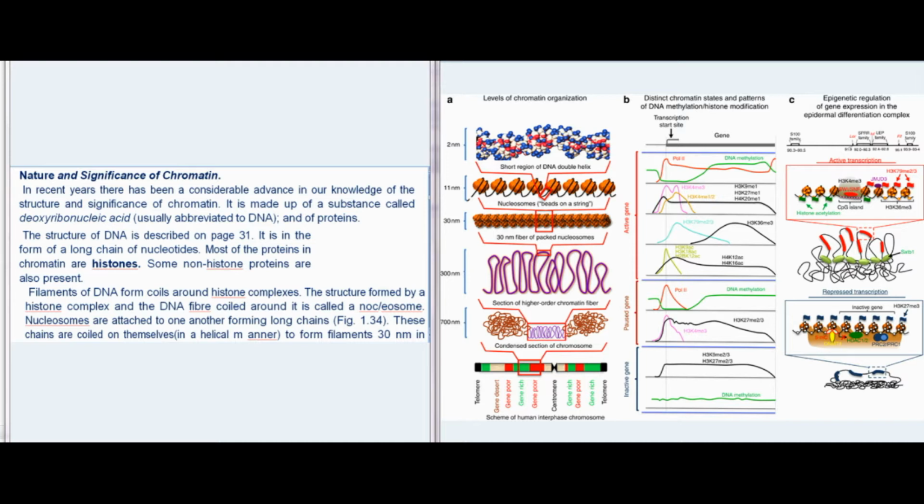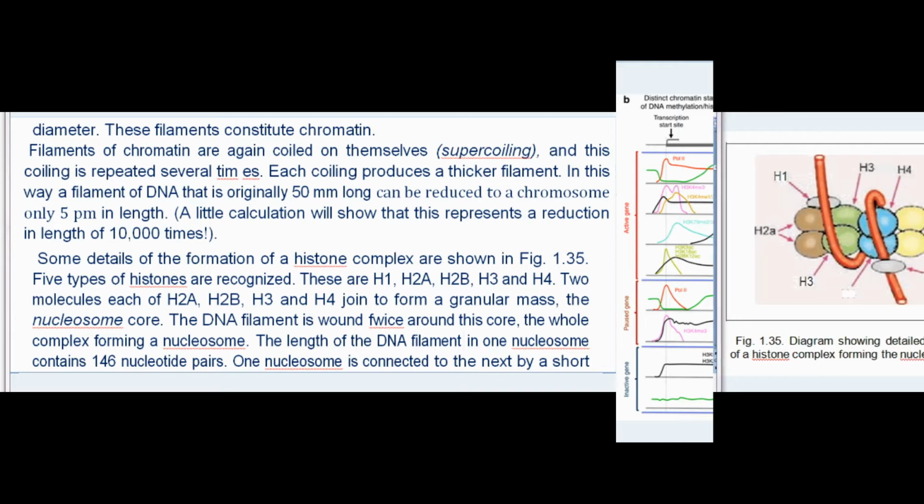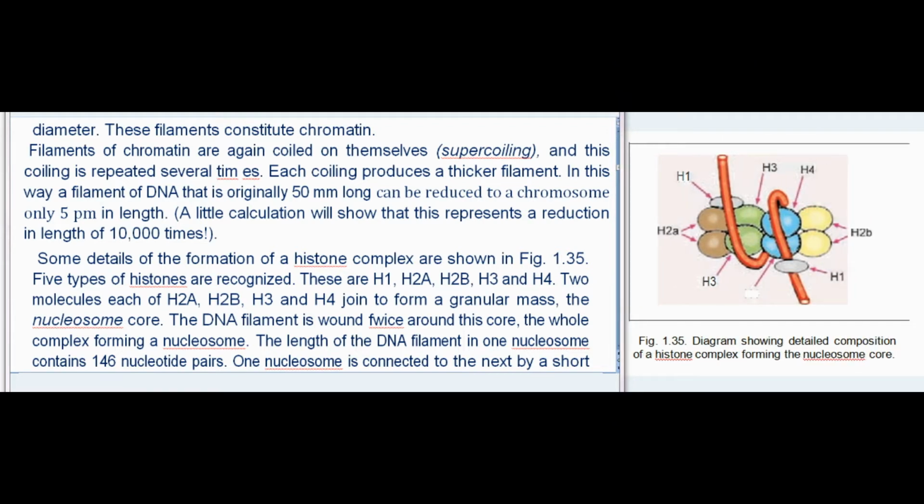Filaments of DNA form coils around histone complexes. The structure formed by a histone complex and the DNA fiber coiled around it is called a nucleosome. Nucleosomes are attached to one another forming long chains, Fig 1.34. These chains are coiled on themselves, in a helical manner, to form filaments 30 nanometers in diameter. These filaments constitute chromatin. Filaments of chromatin are again coiled on themselves, supercoiling, and this coiling is repeated several times. Each coiling produces a thicker filament.